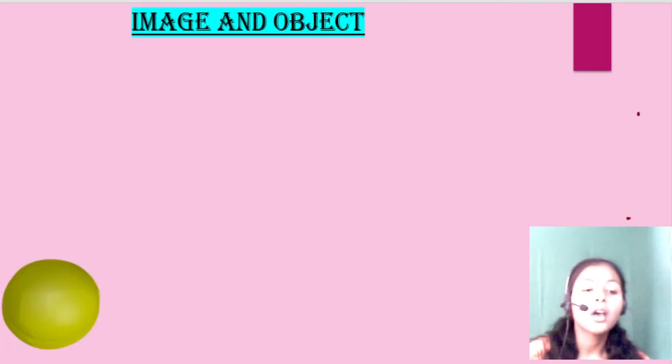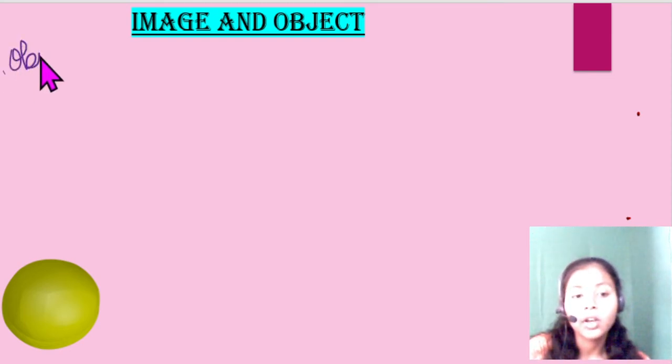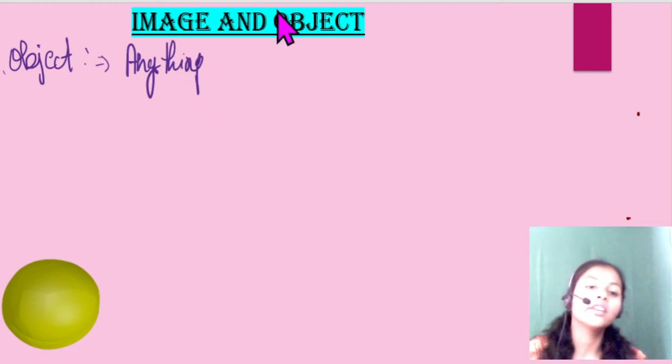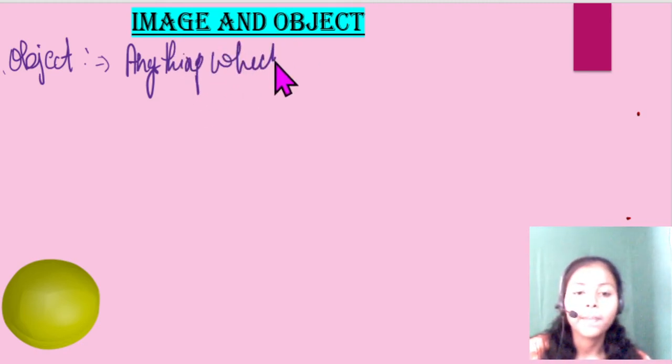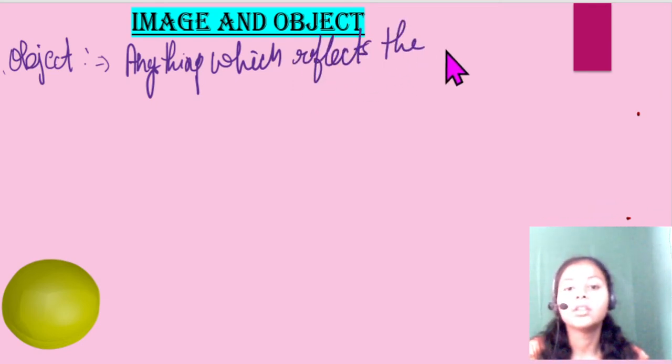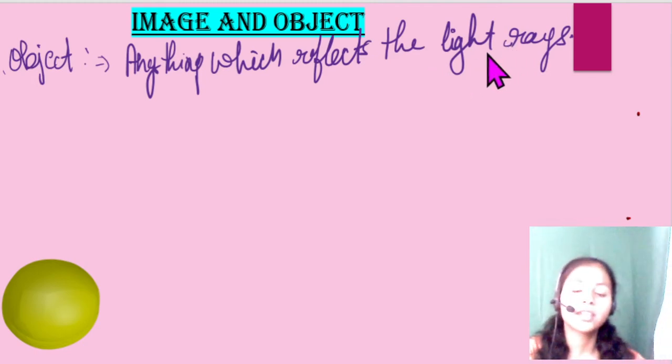So let's proceed with our next topic, which is image and the object. So what is an object? An object is a thing which reflects light rays. It is anything which reflects the light rays.